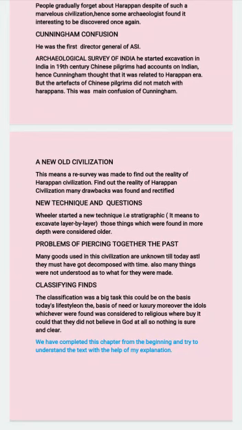Now coming to the next, that is, the problems of piecing together the past. Many goods used in the civilization are unknown till today. When the archaeologists went for the survey, they saw that many goods were destroyed. For some of them, it was not understood what their purpose was, or why they were using them. They also did not know how these things were made.